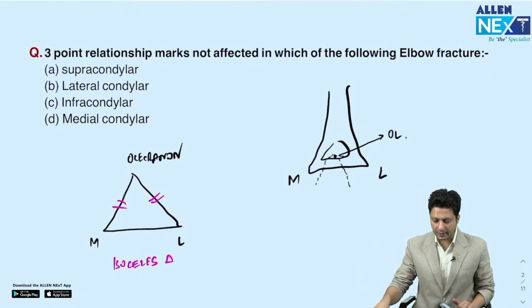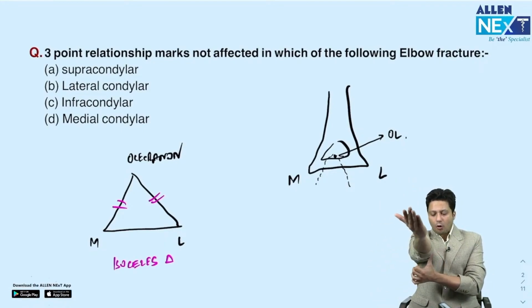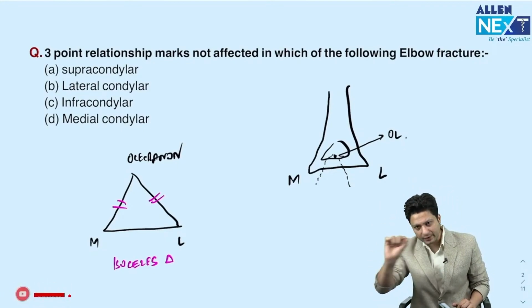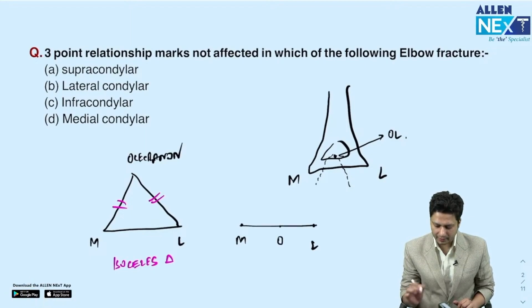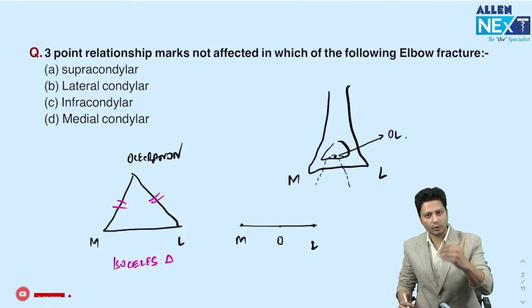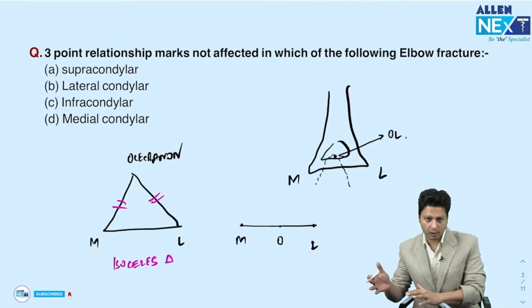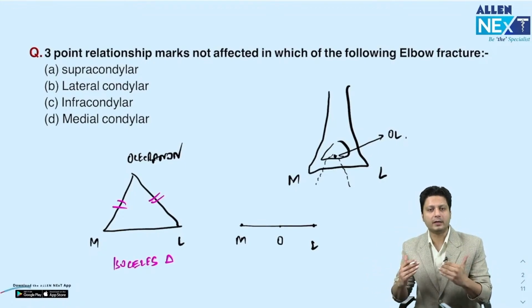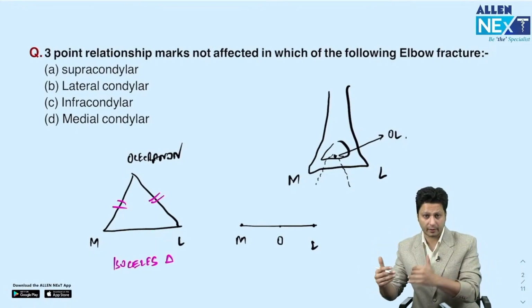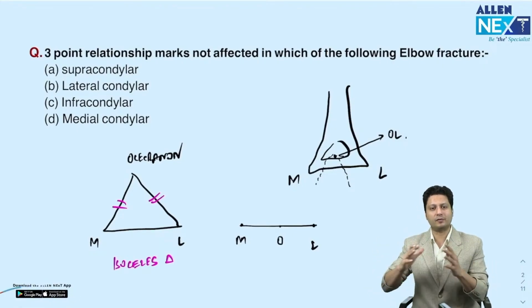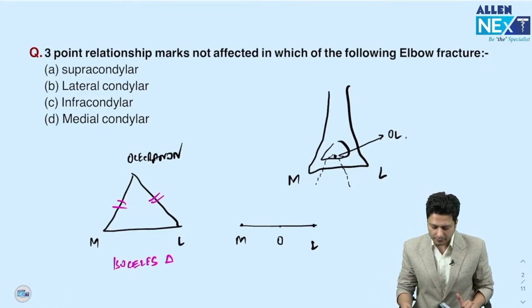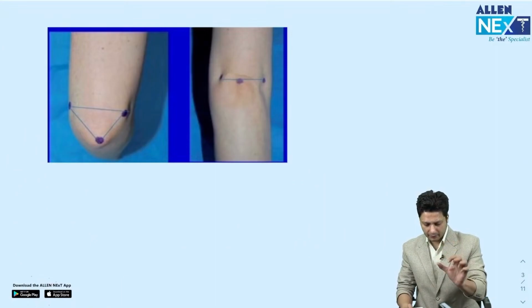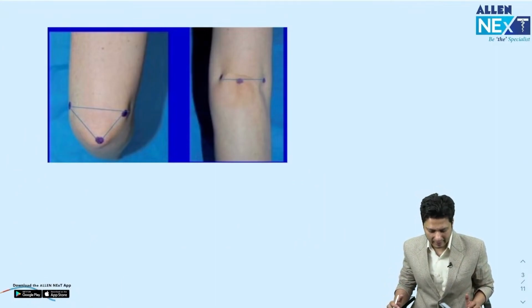Now, when the elbow is extended, all these 3 bony points form a straight line. So with the extended elbow, the medial epicondyle, the olecranon and the lateral epicondyle create a straight line. And this is what is known as the 3 bony point relationship in a normal individual, where the range of movement is not affected, where the patient is not suffering from a fixed flexion deformity or a stiffness of the elbow.